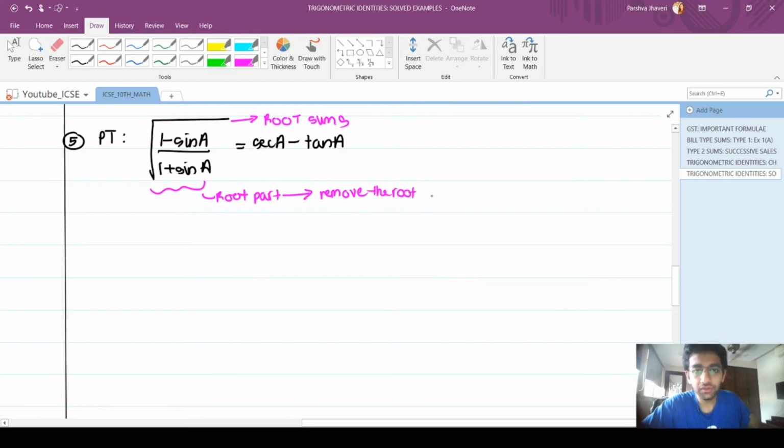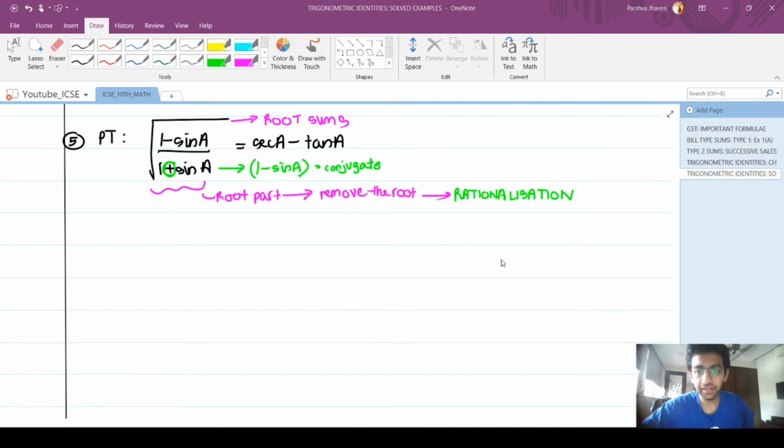And how will you remove the root? You will remove the root by rationalization. How will we rationalize? We will multiply the entire fraction inside the root with the conjugate of the denominator. So we will multiply both numerator and denominator with 1 minus sin A. The conjugate of 1 plus sin A is 1 minus sin A. Conjugate means just flip the sign, change the sign.